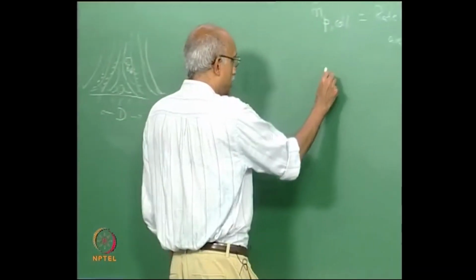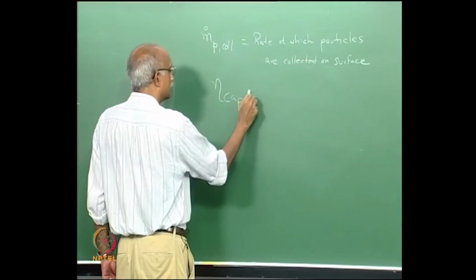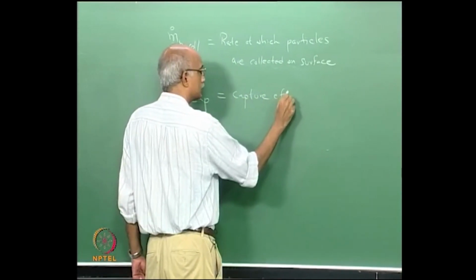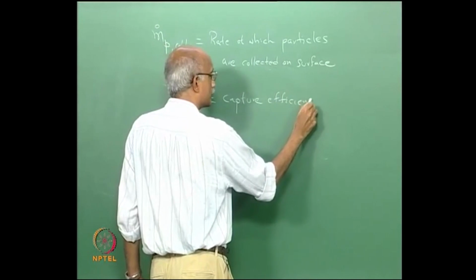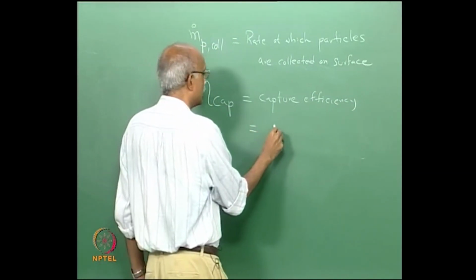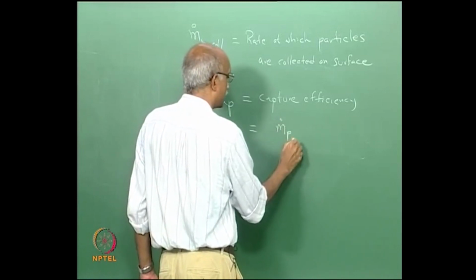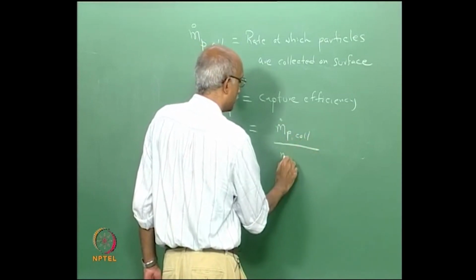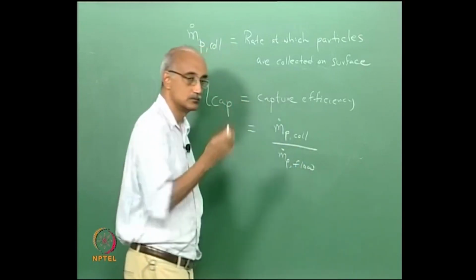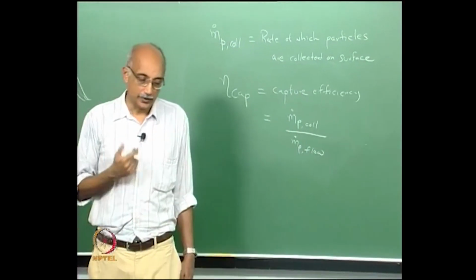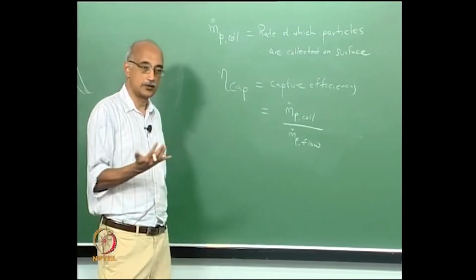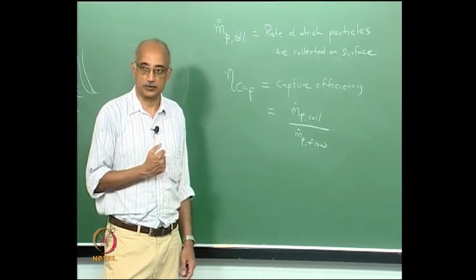So this parameter, eta capture efficiency, is basically the ratio of the two. So it is the collected material, mp dot collected, over mp dot flowing. It's a ratio of the rate at which particles are collected on the surface to the rate at which they are flowing across the surface.